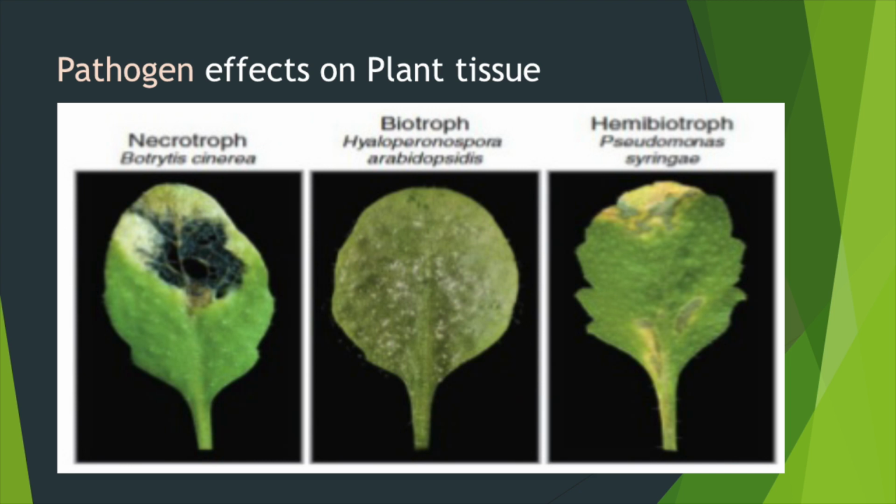And in the second figure you can see the biotrophic pathogen. It is Hyaloperonospora arabidopsidis, and the third one is a hemibiotroph, that is Pseudomonas syringae. So these are the examples of each organism. And next, what are the steps of the plant-pathogen interaction?